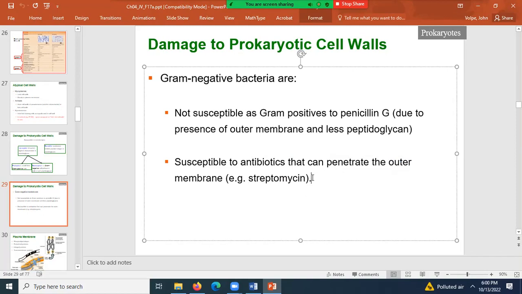And there are other antibiotics. You don't need to know this other one, but oh gosh, losing the name of that one. Something B. It'll come to me.